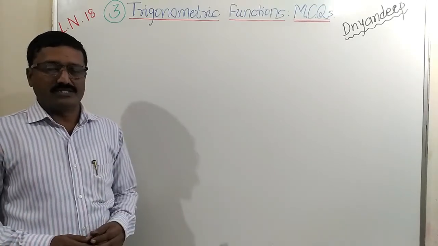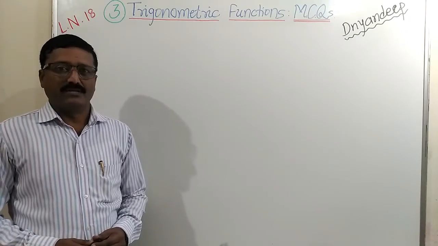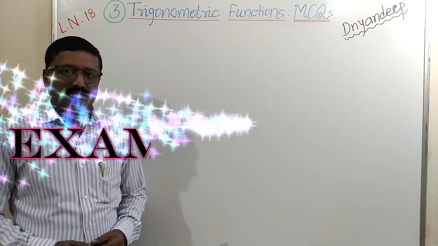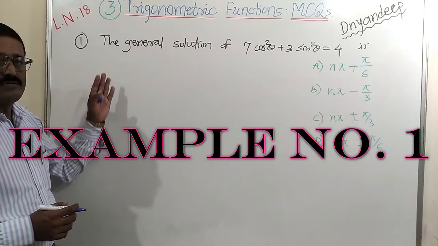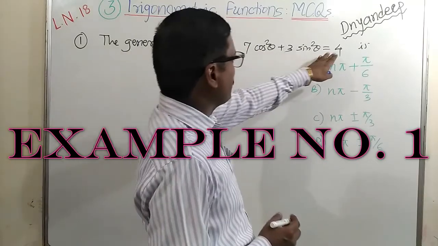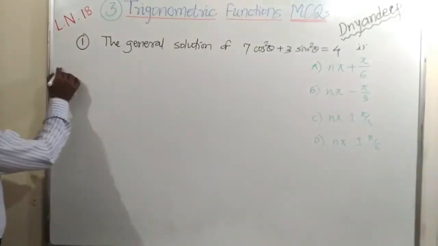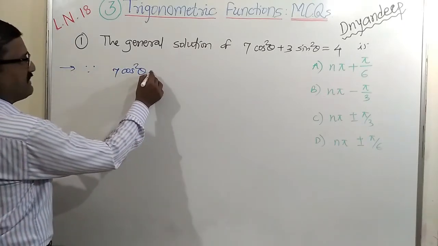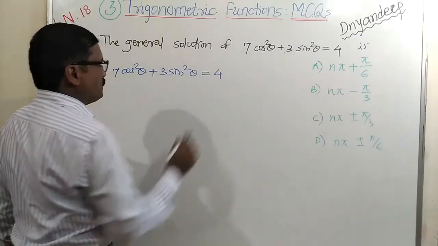Okay, these questions may be asked in a state board exam or CET exam or JEE mains exam. Okay, so let us start with first example. Let us see the solution of this. The general solution of 7 cos square theta plus 3 sin square theta equal to 4 is, these are given 4 options. The equation is 7 cos square theta plus 3 sin square theta is equal to 4.